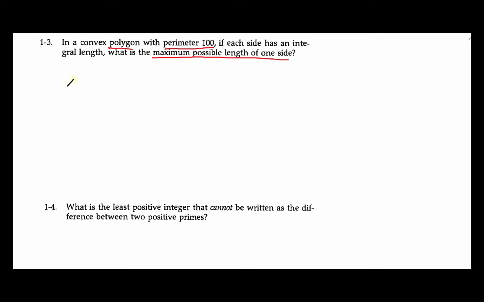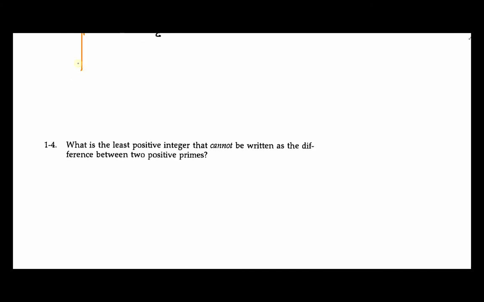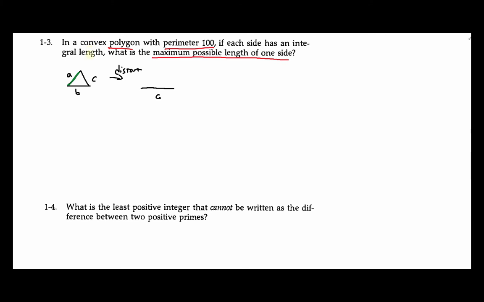So if I say a triangle, say that's side A, side B, side C. It says maximum, so I can really distort this, meaning I can have something like the longest side C. So I'm going to really distort this, meaning I'll try to make the longest to be C.